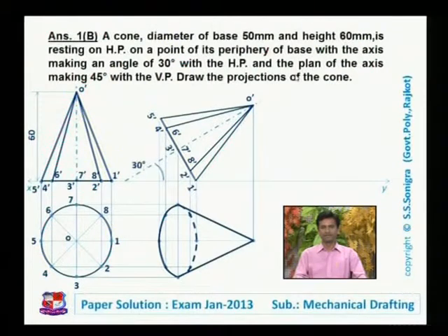So we have drawn two lines. The second line is that it is resting on HP on a point of its periphery of base with the axis making an angle of 30 degree with HP. Up to this line we have drawn. Now next, the plane of the axis making 45 degree with VP. This is the plan of this axis, and in this top view it makes an angle of 0 degree with XY line, or it is parallel to XY line.